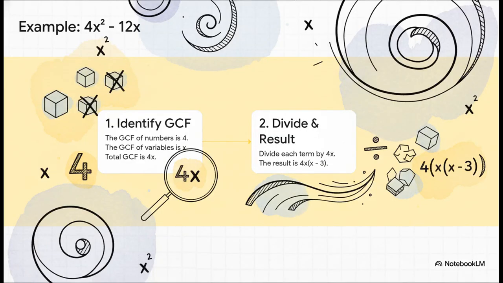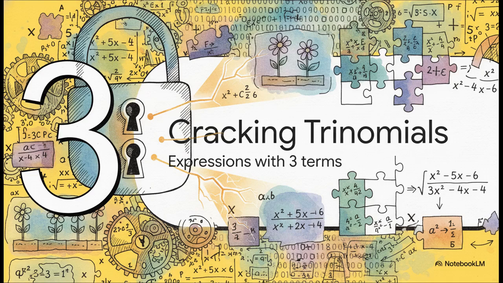Let's see this in action with 4x squared minus 12x. First, we identify the GCF. For the numbers, 4 and 12, the biggest number that goes into both is 4. For the variables, we've got an x squared and an x, so the most we can pull out is a single x. So our GCF is 4x. Now we just divide each of the original terms by that 4x, and what's left over goes in the parentheses. And there's our answer, 4x times the quantity x minus 3. Simple as that.